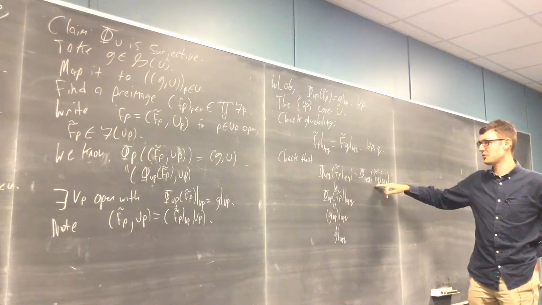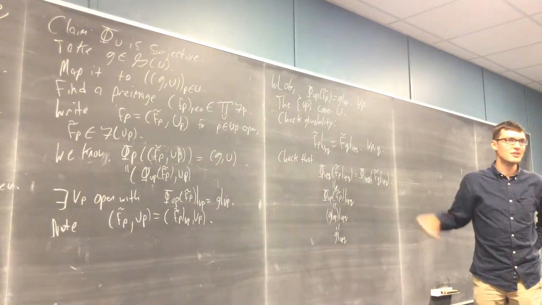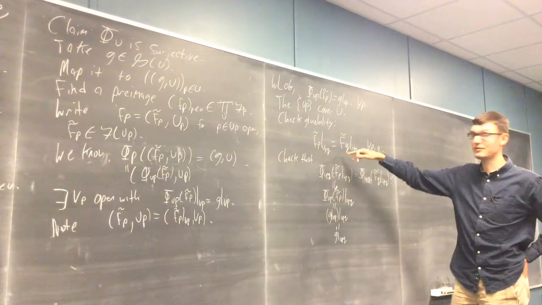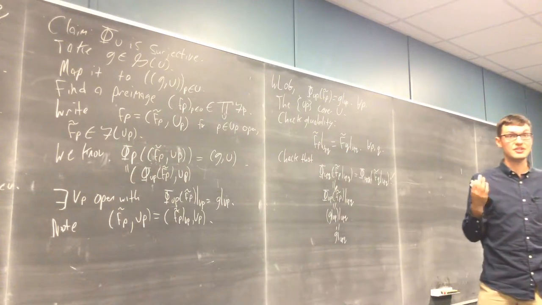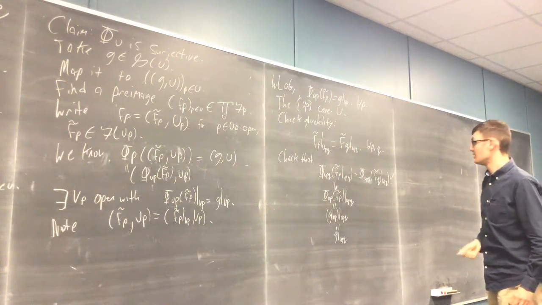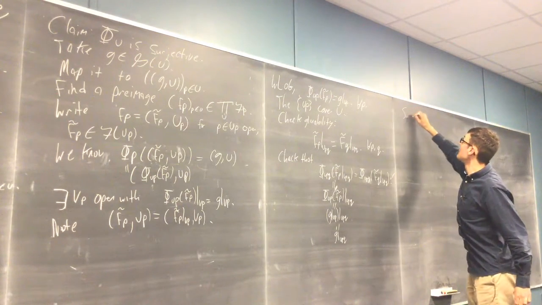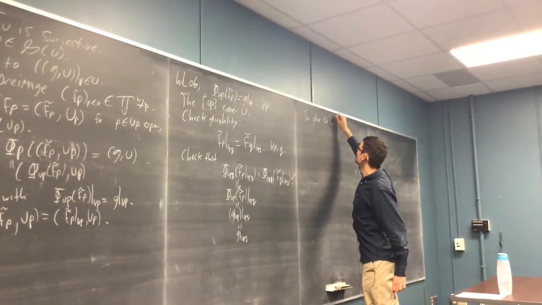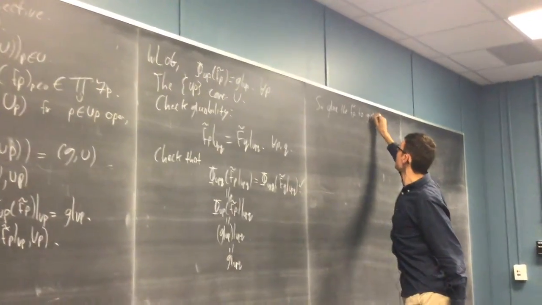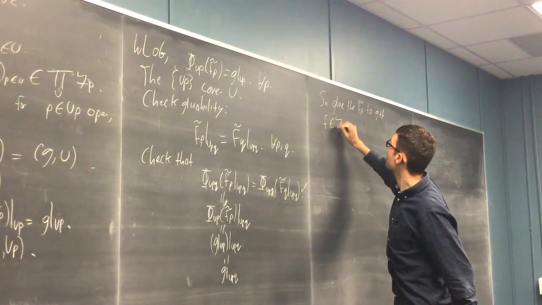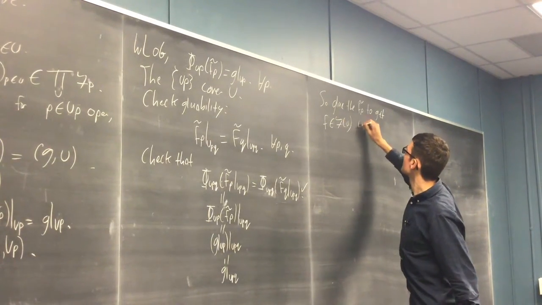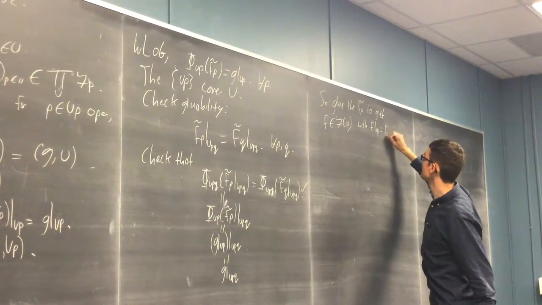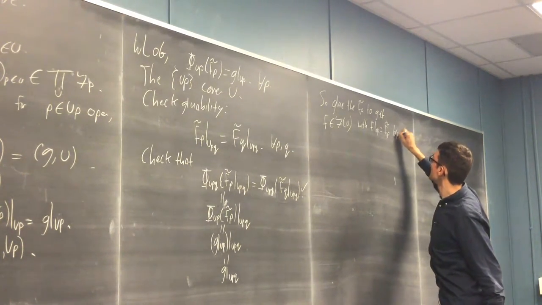But of course, the same thing works on this side. I just use Q instead of P. So we're good. We have gluability. The gluability condition is satisfied. So glue the FP tilde to get some F, with F restricted to UP equal to FP tilde for all P.